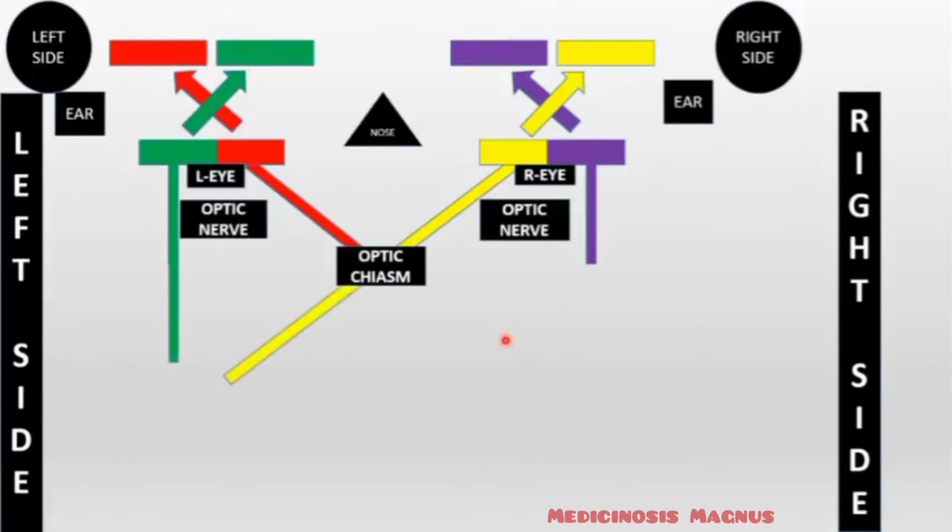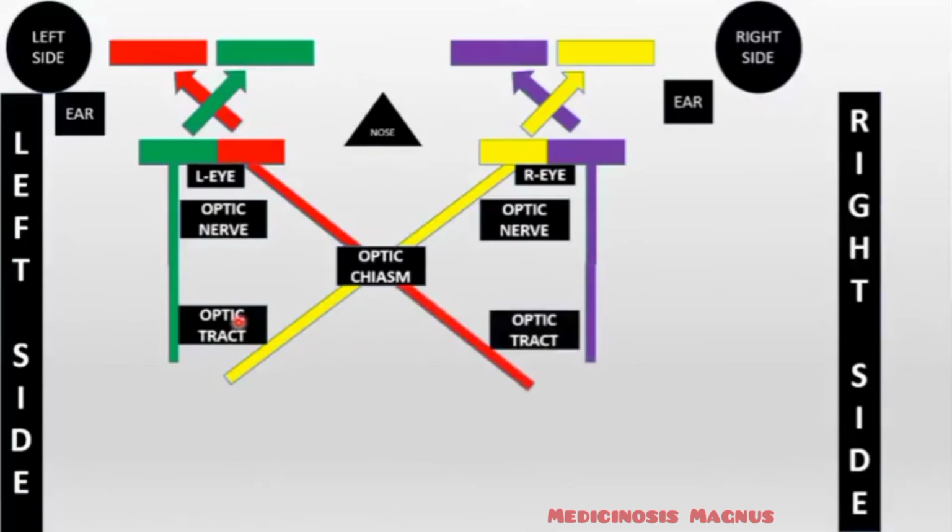After this part, the paths intersect and cross each other. If you can see, this yellow part is now coming to the left side and this green part is still on the left side. This forms the optic tract. The same follows for the right side. Now you can see how in the starting we divided the right eye into two and the left eye into two. But as we go through in the brain, we can see these paths intersect and how we look changes.